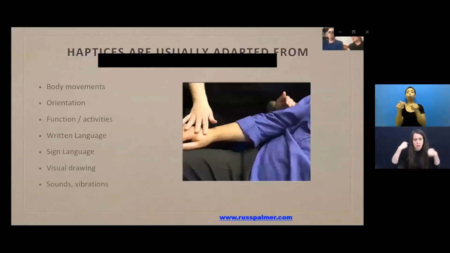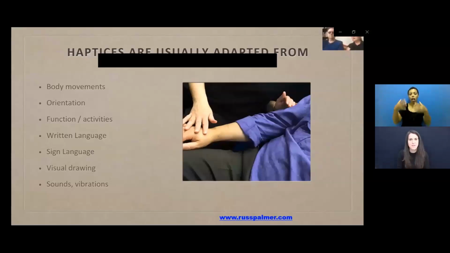So how do we use haptics, or what are they made of? People are usually asking me. Haptics are usually adapted from your body movements. If I like to change my location to the other side, that's an example. Or the orientation, whether you are standing or sitting, and then you are touching something in front of you. So I can then describe that for you.